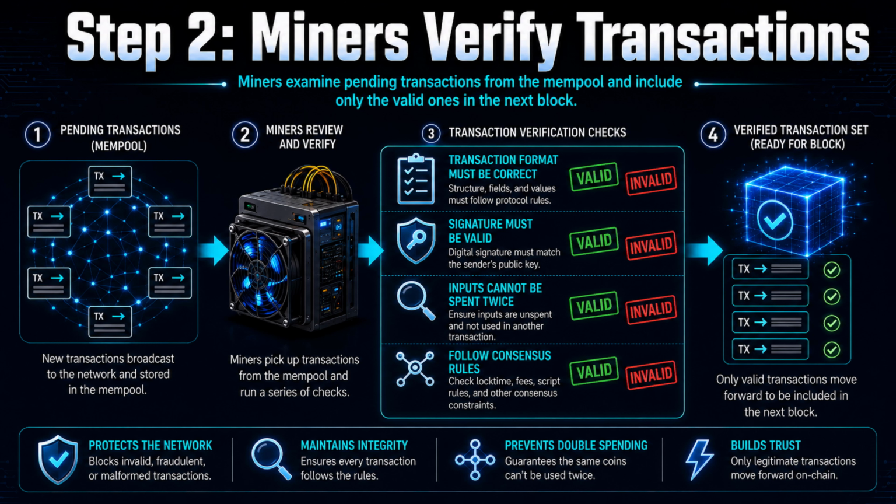Transactions that fail any required check are excluded from the candidate block. Only valid transactions move forward. It is important to understand that miners do not decide the rules themselves. They enforce the consensus rules already defined by the network protocol. This verification process protects the blockchain from invalid payments, unauthorized spending, malformed data, and double spending attempts. It ensures that only legitimate transactions can eventually become part of the permanent blockchain history.